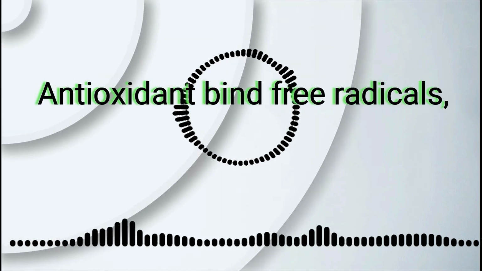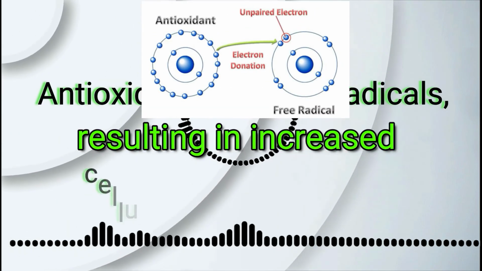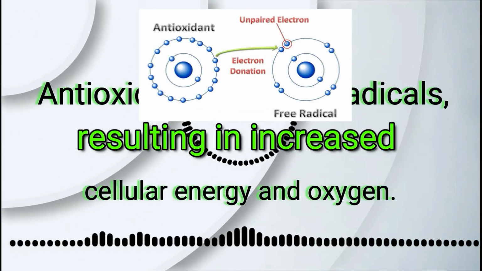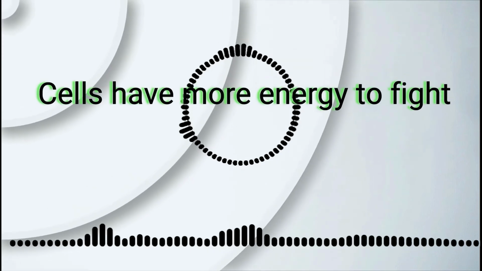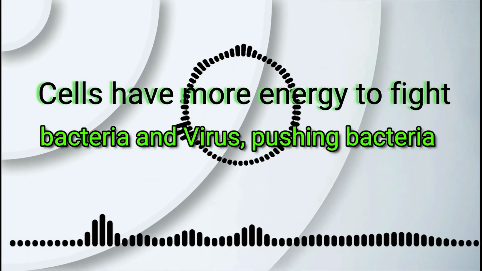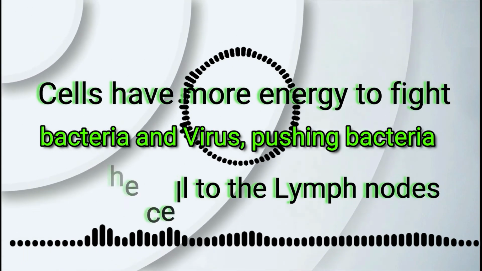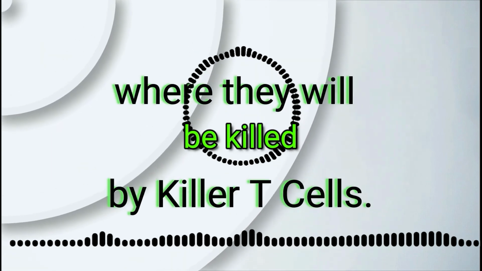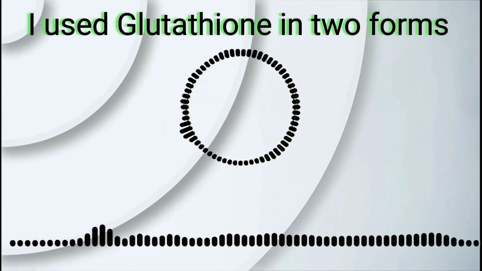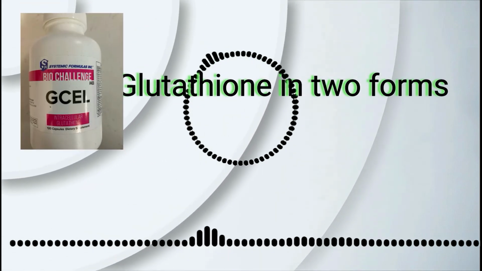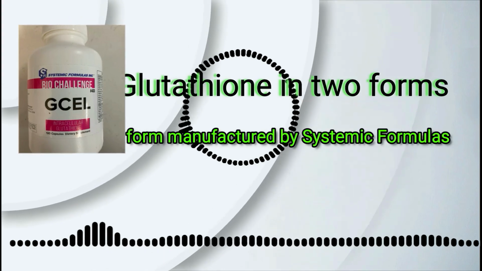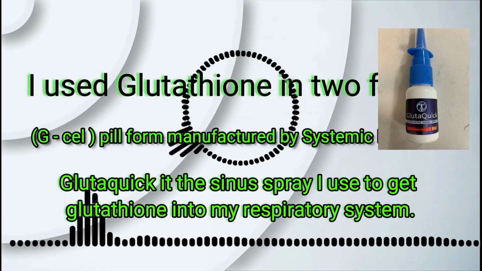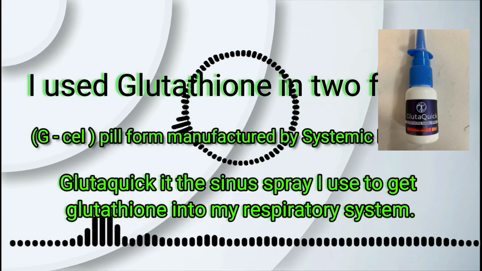Antioxidants bind free radicals, resulting in increased cellular energy and oxygen. Cells then have more energy to fight bacteria and virus, pushing bacteria from the cell to the lymph nodes, where they will be killed by killer T cells. I use glutathione in two forms: G-Cell, which is in a pill form manufactured by Systemic Formulas, and Glutaquick, which is a sinus spray, and I use it to get glutathione into my respiratory system.